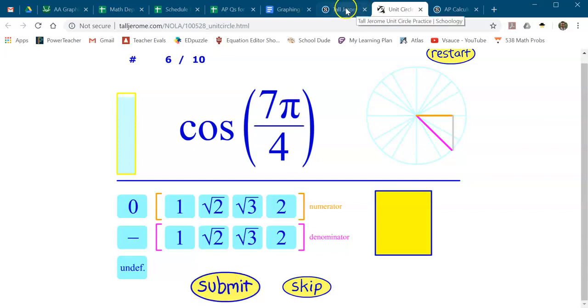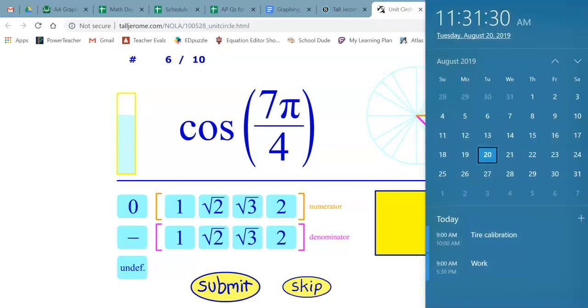So you can use these two sites, and if you use them a few times before the quiz, and you're doing pretty well on them, then that means you should be pretty well prepared for the quiz that's coming up this Friday. Let's see what date we have. Friday the 23rd. That should be some good preparation for you.